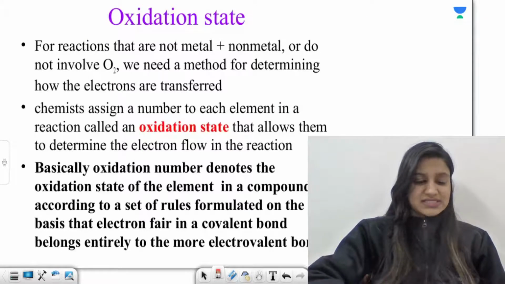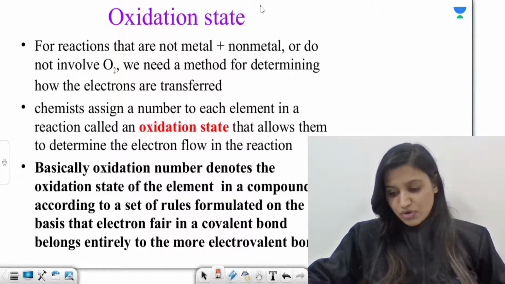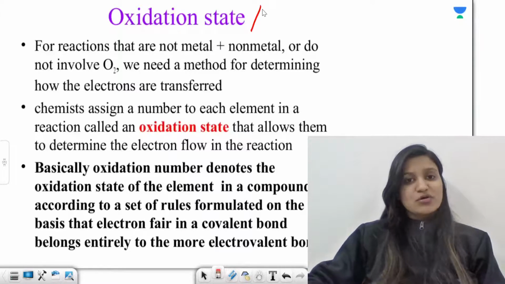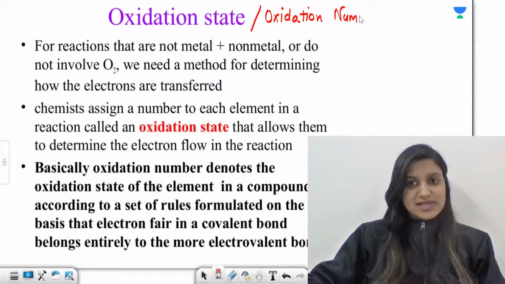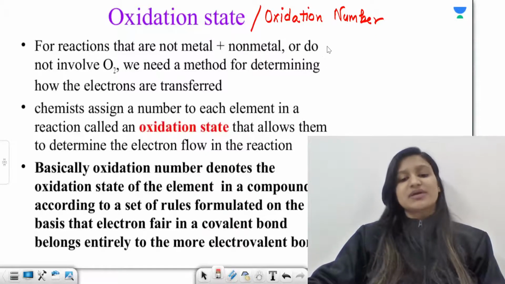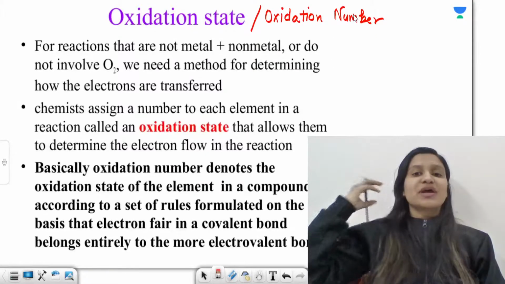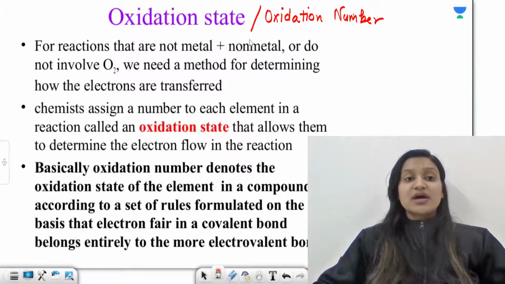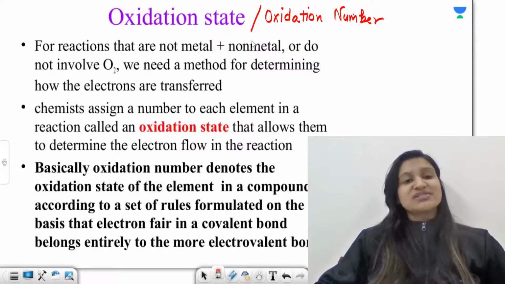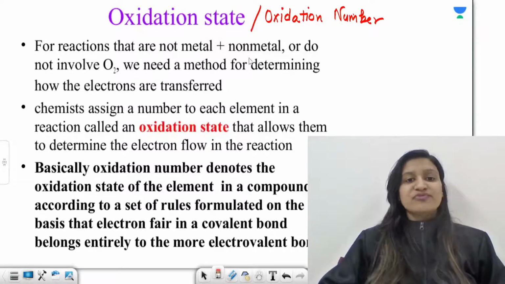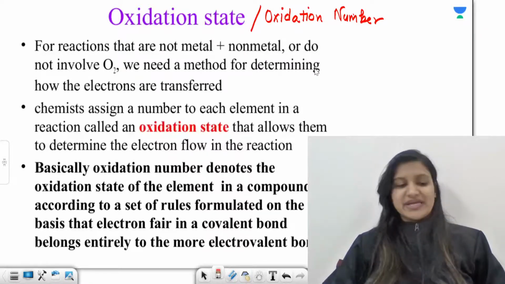Now look at oxidation state, or you can simply call it oxidation number as well. It can be termed as both. For reactions that are not metal plus non-metal or do not involve oxygen gas, we need a method for determining how the electrons are transferred, right?